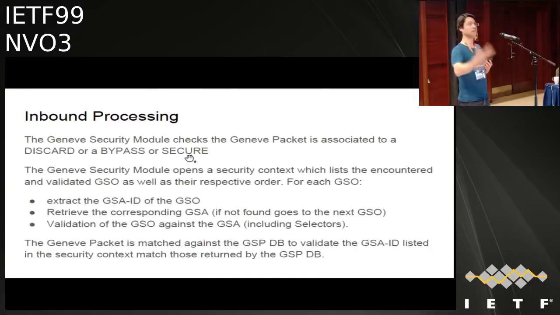So I'm going to decrypt that. I say, well, fine, it's a good packet. But then I realize it's HTTP and not a ping. So I have to double check the security policy and say, well, it is not what I intended. So I have to reject. So that's basically the scope of the security architecture.